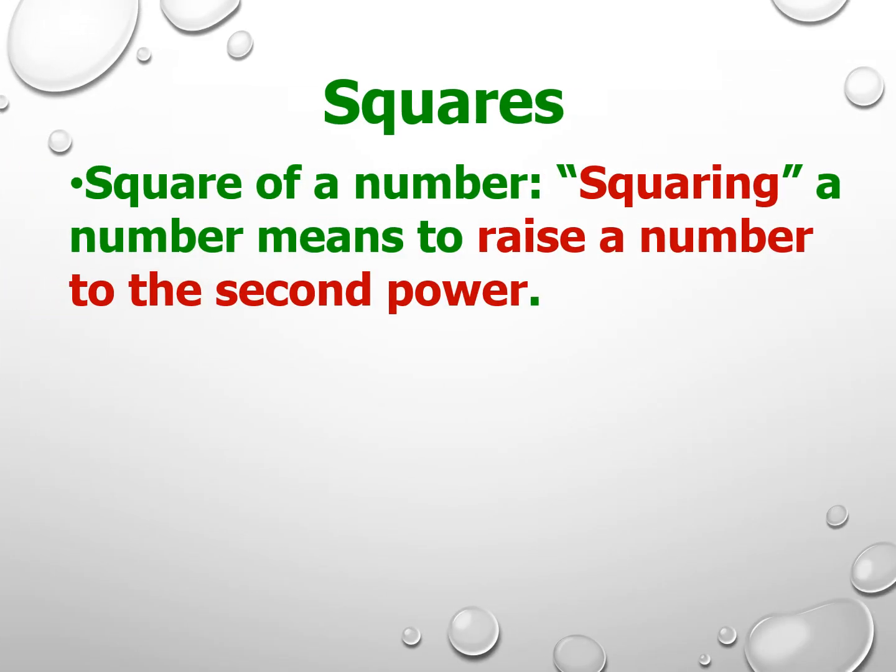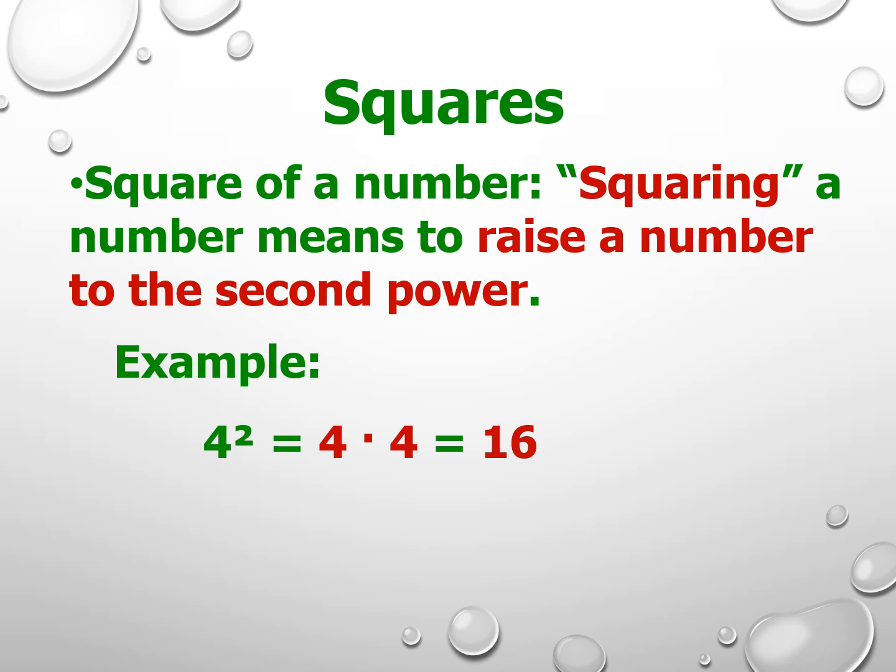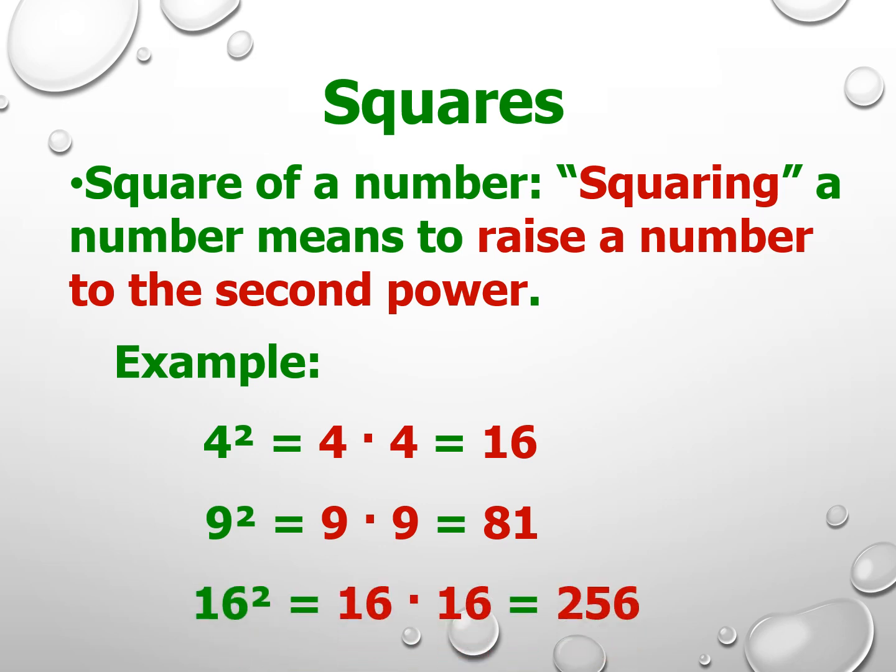Square of a number. Squaring a number means to raise a number to the second power. So if we have 4 squared, it is equal to 4 times 4, which is equal to 16. And if we have 9 squared, it is equal to 9 times 9, which is equal to 81. And if we have 16 squared, it means that it is equal to 16 times 16, which is equal to 256.